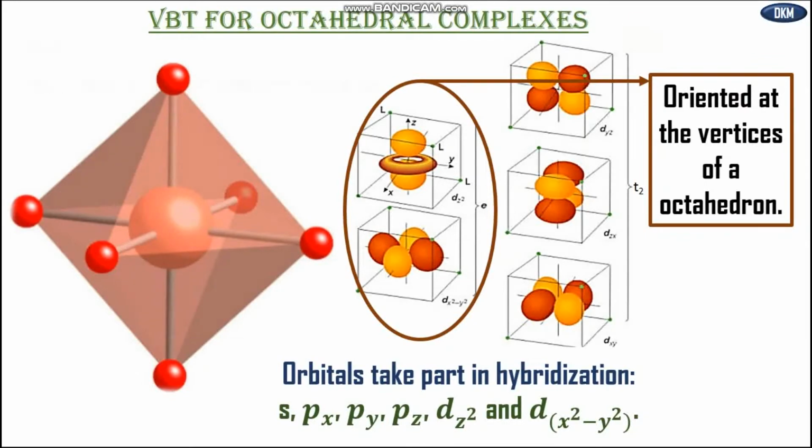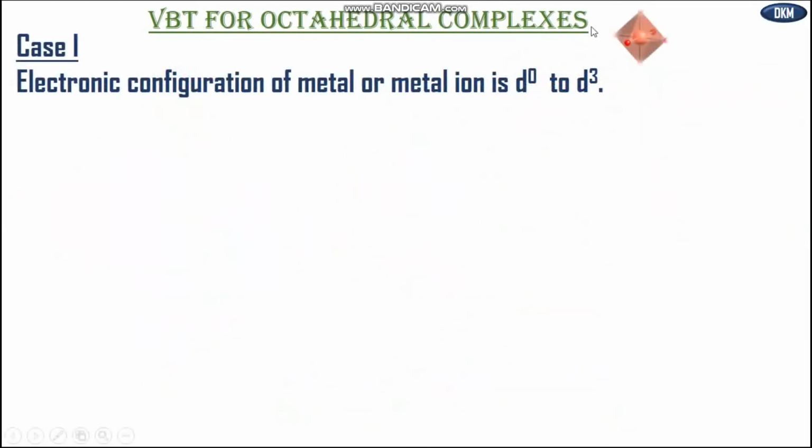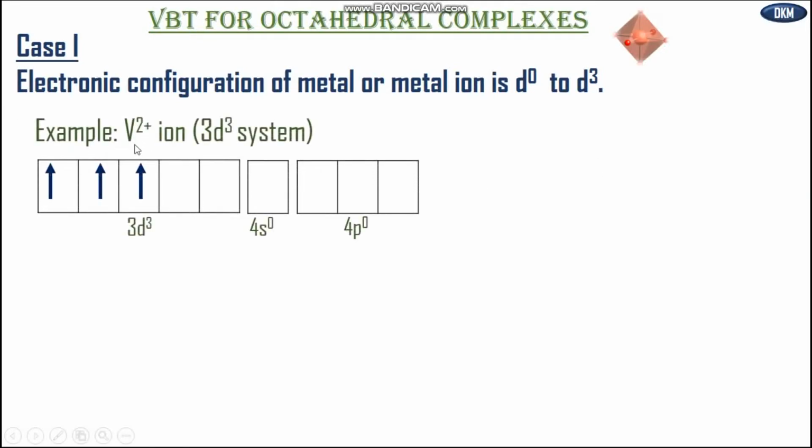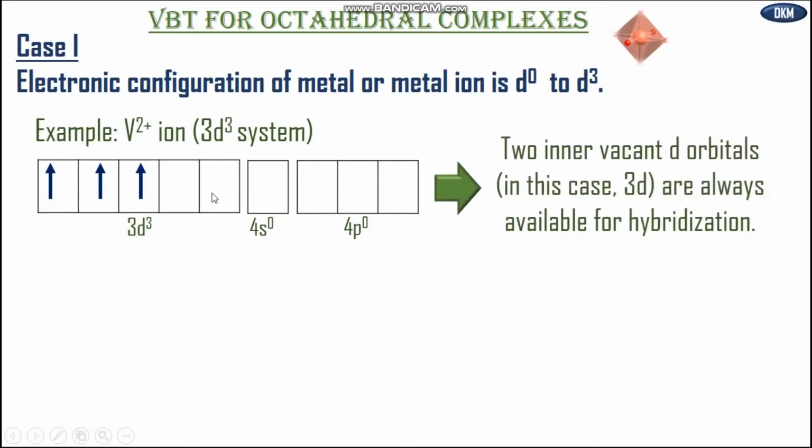Now consider case 1, where the outer orbital electronic configuration is in between d0 to d3. For example, take V2+ ion, which is a d3 system. In this case, minimum 2 inner vacant d orbitals are always available for the hybridization. Look here. These 2 d orbitals are vacant.